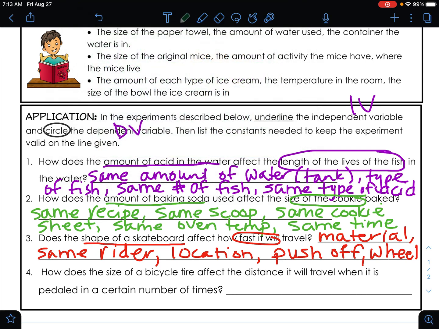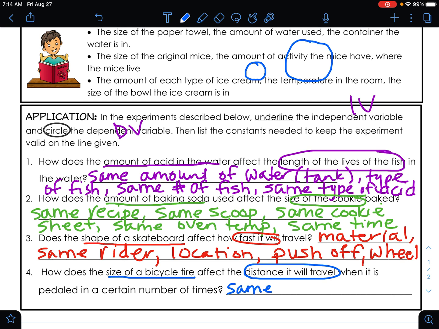Okay? All right. One last color change. What should we choose? Let's choose green. Oh, we've already chosen green. Let's choose blue. There we go. Okay, so how does the size of a bicycle tire affect the distance it will travel when it is pedaled a certain amount of time? All right, so what we are purposely changing is the size of the bicycle tire. So do we have a bicycle tire that big? Or do we have a bicycle tire that big? Okay. All right. What are we measuring? Will be the distance traveled. Okay. So when it is pedaled a certain amount of time.